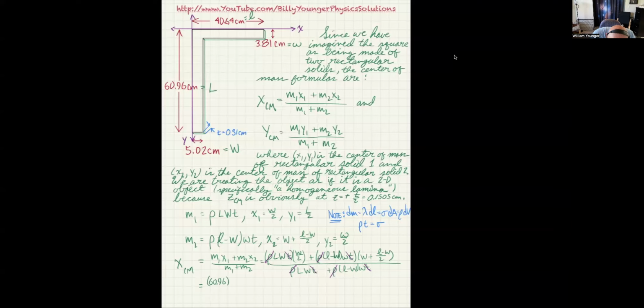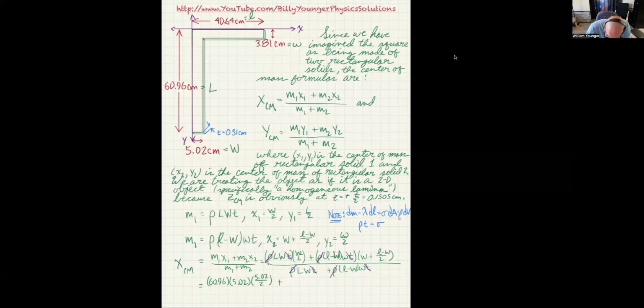60.96. I've got the units written up there, so there's no need to actually show them again. And then the W is equal to 5.02, and those are both centimeters, of course. And the T has disappeared, but now I've got to multiply it by the W over 2, and the W over 2 should be 2.505. Actually, let's go ahead and write it in as W over 2 so that no one will get any confusion as to what it is. So it's 5.02 divided by 2. That is the X center of mass for the leftmost rectangle.